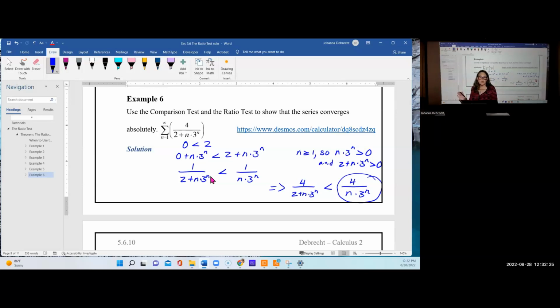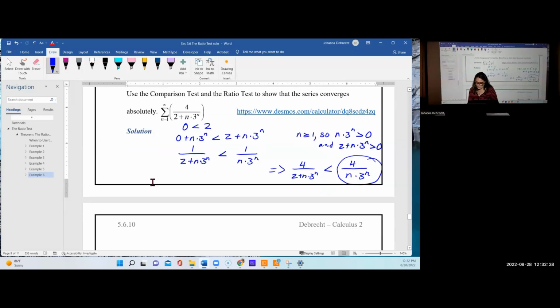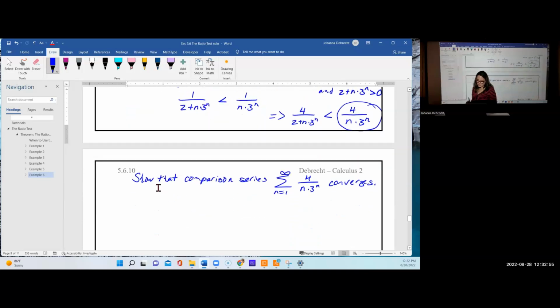Now, this is only going to work if I can prove that one actually converges. So I need to show that the comparison series, which is the sum from n equals 1 to infinity of 4 over n times 3 to the n, converges. In fact, I'd like to show it converges absolutely, right? So how do I show it converges? Well, first I should check the divergence test just to make sure that the limit of the sequence does go to 0. So I'm going to take the limit as n goes to infinity of the sequence, which is 4 over n times 3 to the n, which very clearly goes to 0.